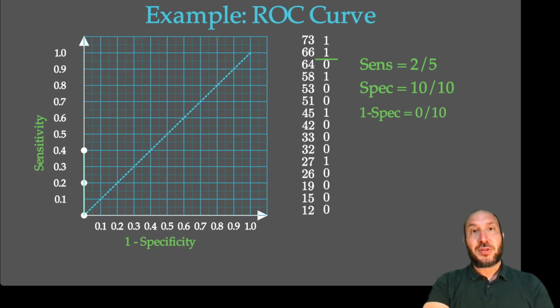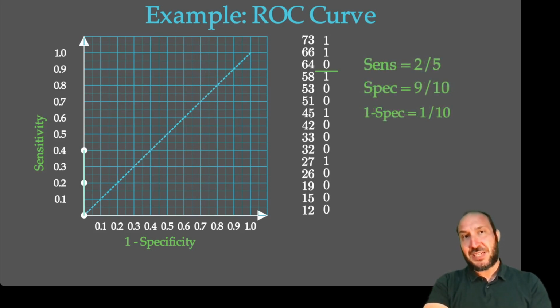Now next, I lower my threshold again. Once I get below 64, now there's a legitimate transaction that I've now declared to be fraud once I've lowered it. So in this case, my sensitivity stays the same, but my specificity actually goes down. I've only labeled 9 out of the 10 legitimate transactions correctly. So I move to the right by a value of 0.1.